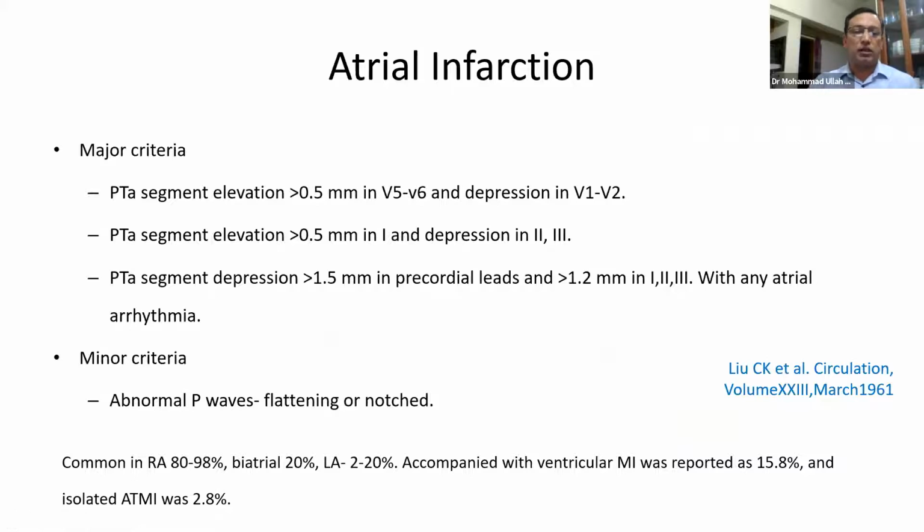Sometimes you may get atrial infarction in patients with ventricular MI also. It is common in the right atrial cases. It may be biatrial in 20% cases. It may be isolated left atrial infarction in 2 to 20% cases. This atrial infarction mainly happens because of the atrial branch occlusion in patients with right coronary artery lesions, and it can also happen with left circumflex artery lesions. So if you get a patient with atrial infarction with MI, most likely inferior MI, the possible lesion is proximal RCA.